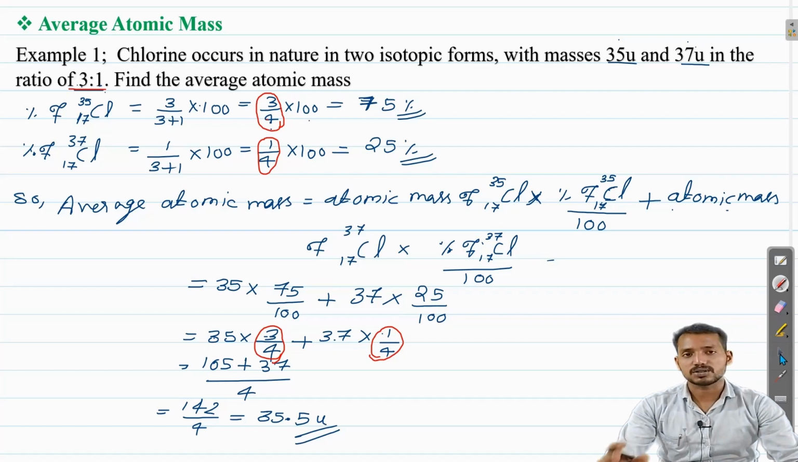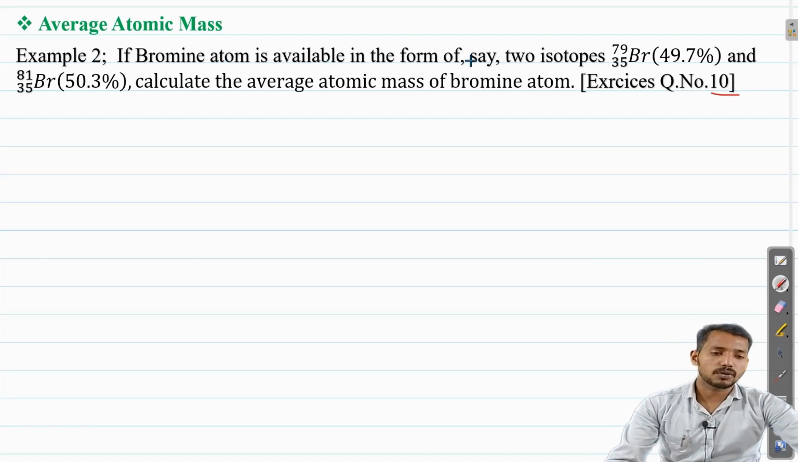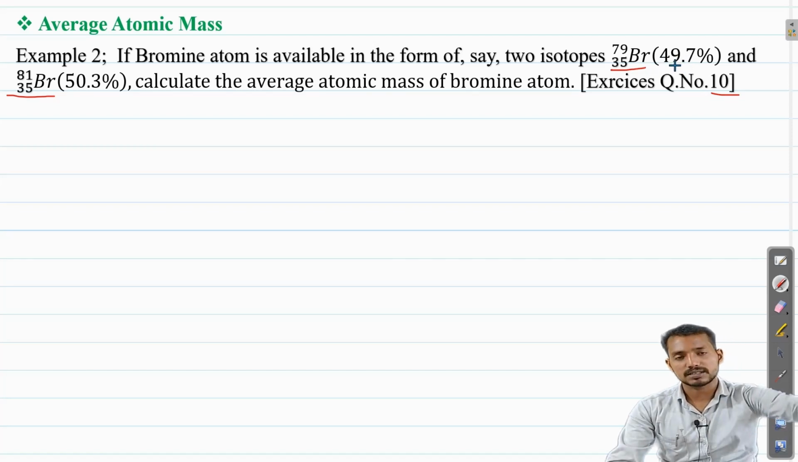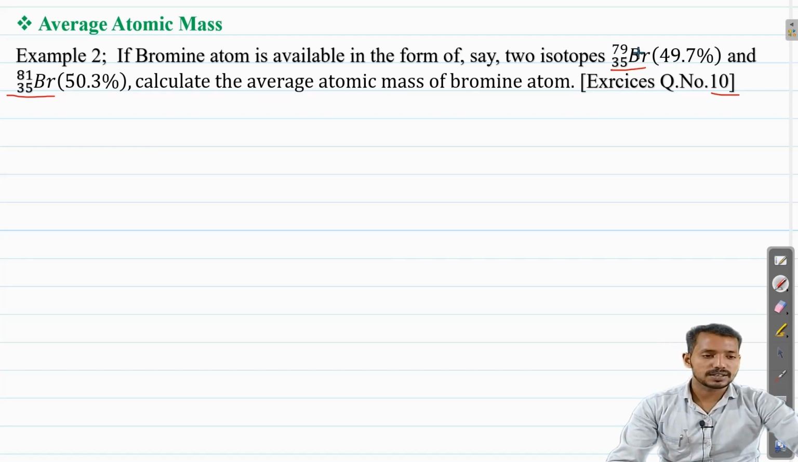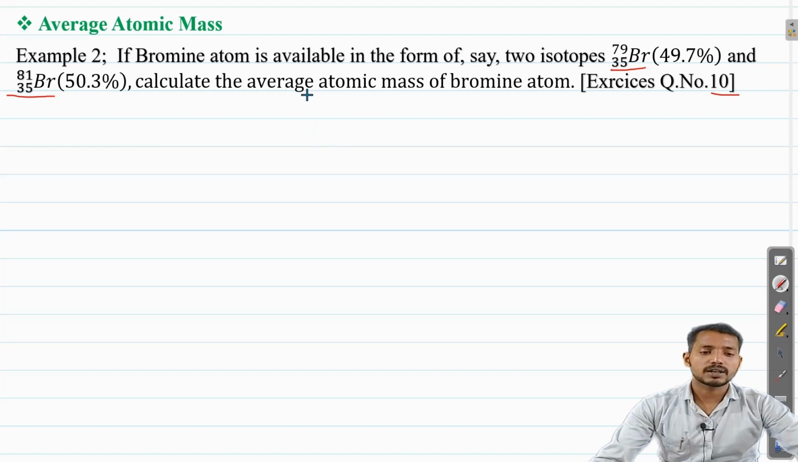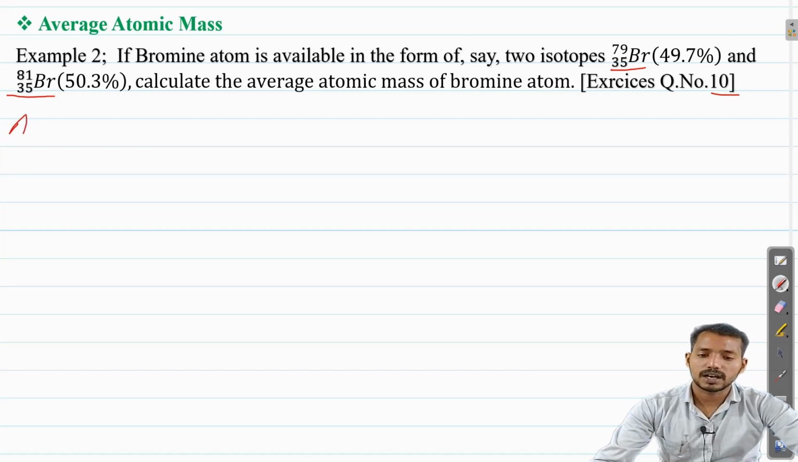Now let's discuss one more question from the exercise. Exercise question number 10. If the bromine atom is available in the form of two isotopes, bromine 79 and bromine 81, the percentage abundance is also given. That means the percentage of presence in that sample. Bromine 79 is 49.7 percent and bromine 81 is 50.3 percent. Calculate the average atomic mass of the atom. Very simple one. Clear? So here, what is the formula we have?